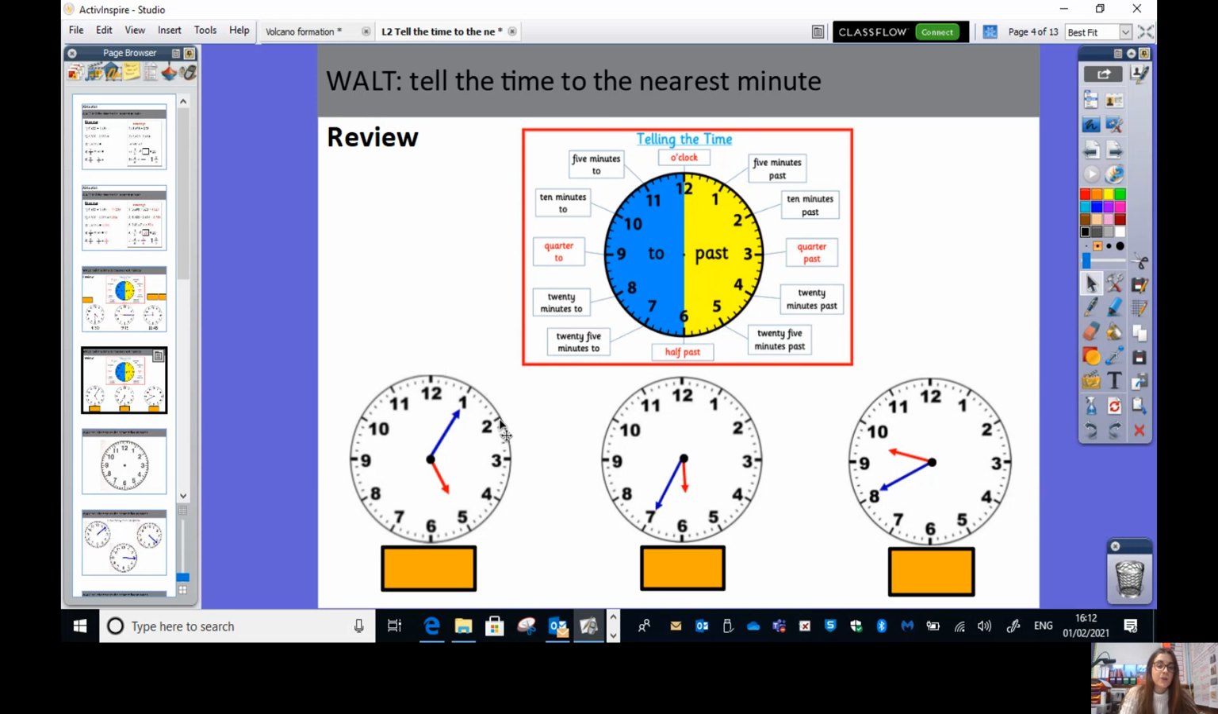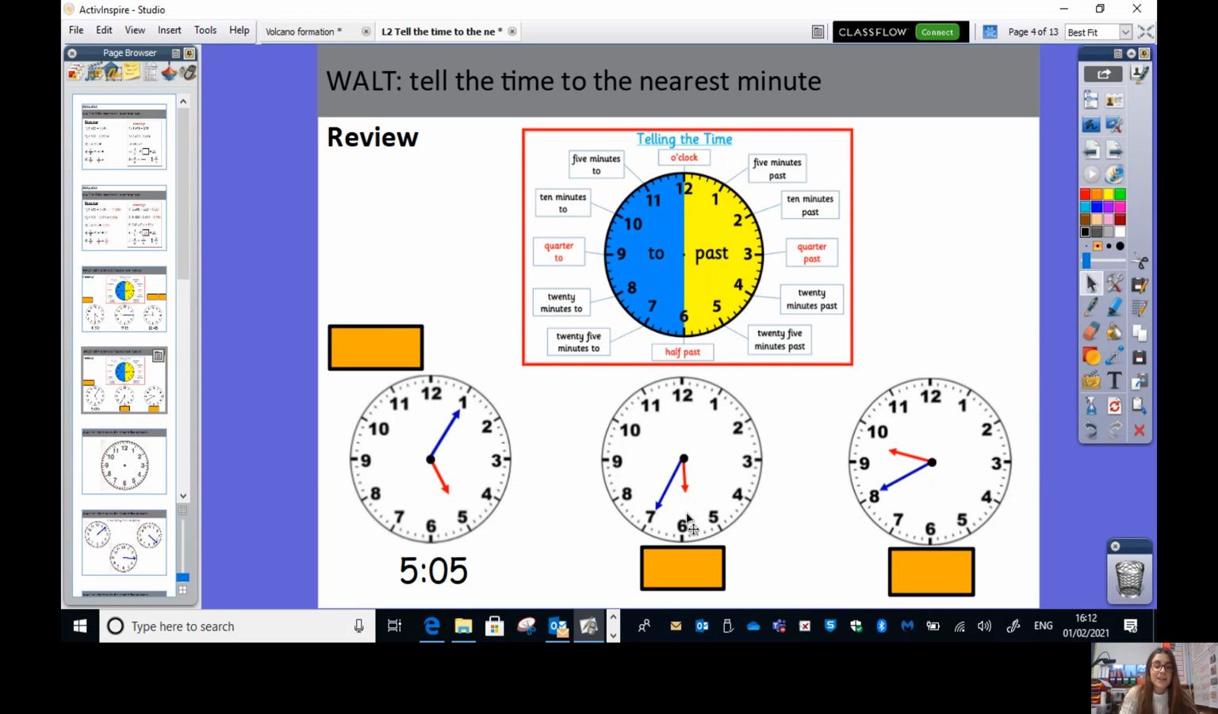Now clocks go up on a timescale of 5. So if the minute hand is pointing at the 1, that is my first jump from 12, so it is going to be 5 past. Now my hour hand is pointing pretty much at the 5, so it is 5 past 5. I'd like you to pause me now and have a go at the next 2 clocks.